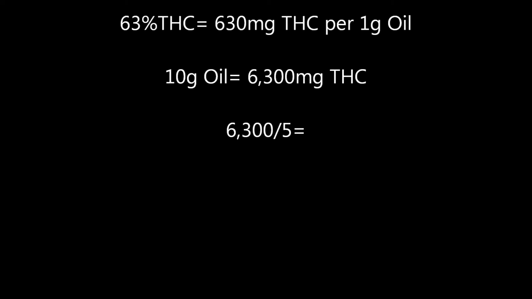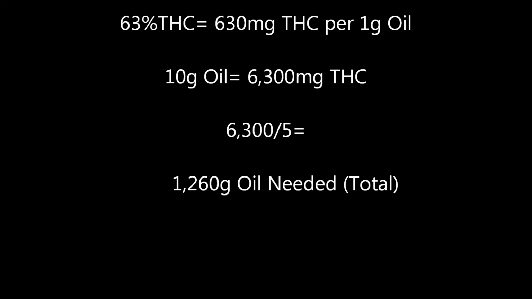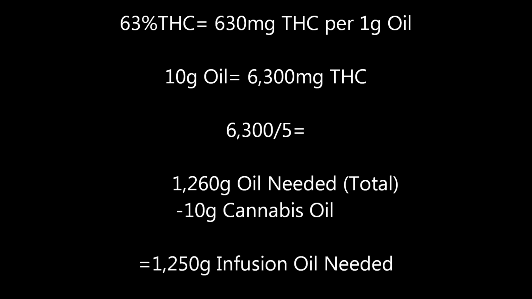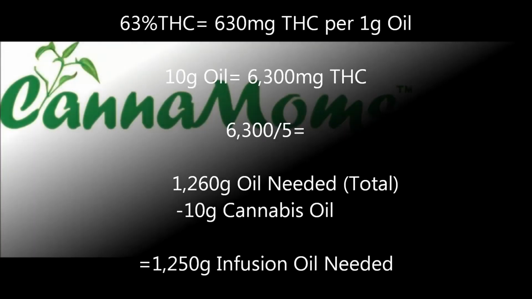In this example, 6,300 milligrams of THC divided by 5 is 1,260. I'll deduct the 10 grams of cannabis oil that I have, leaving me with a total of 1,250. And this is the amount of oil needed to infuse the cannabis oil into. There are many options for infusion oils, and in this particular demonstration, I'm using coconut oil.